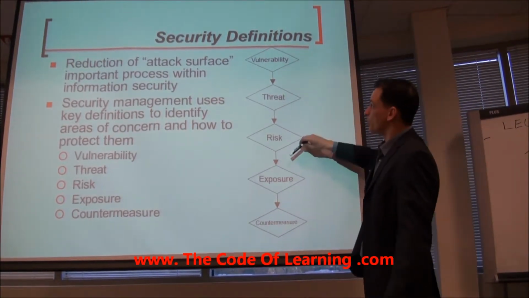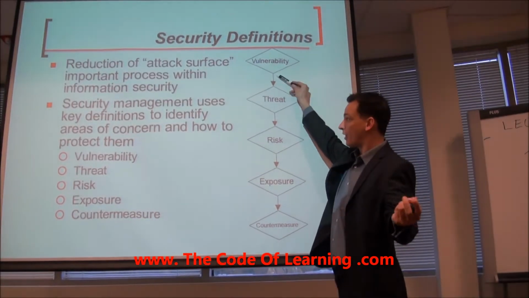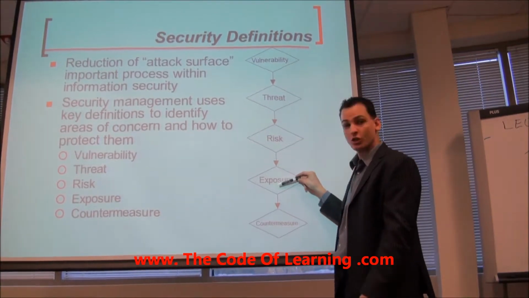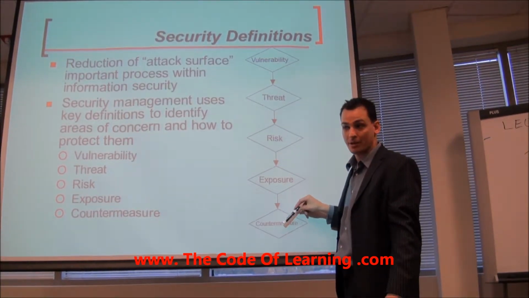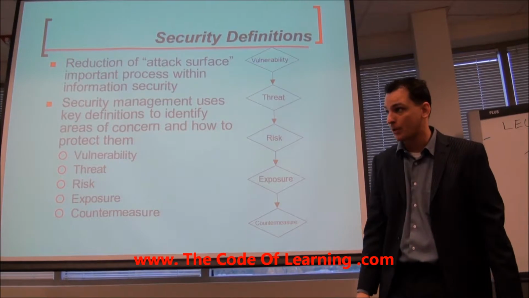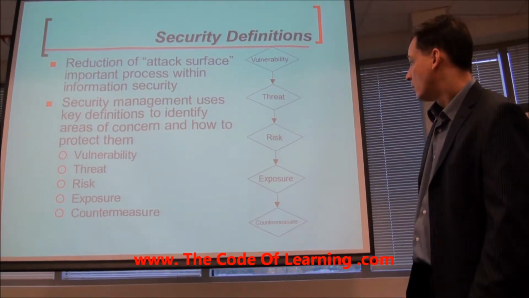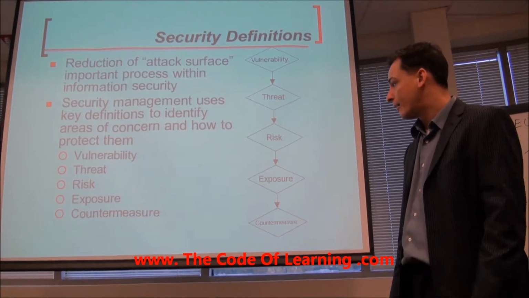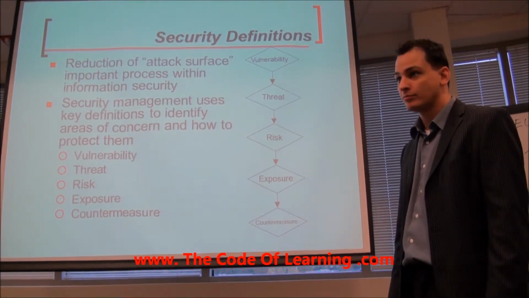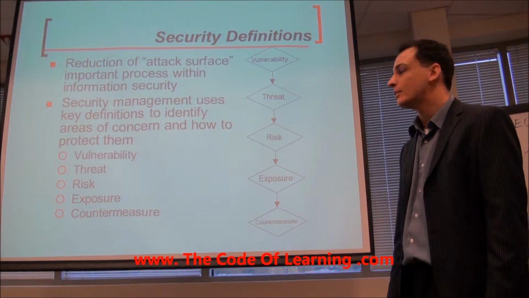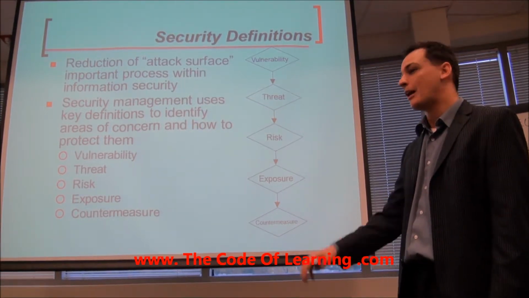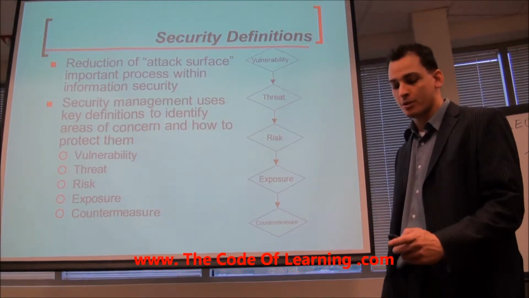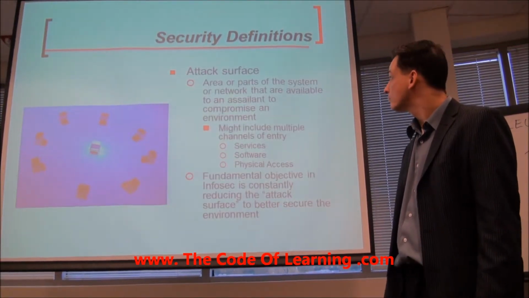Or if you want to go with this flowchart, you could say there's a vulnerability. Now there may be a threat that could take advantage of me, which increases my risk of exposure. And if I don't put a countermeasure in place, I'm up to my toes in mud. So let's say you get infected with the SASR99 virus. That would be an instance of exposure. Let's say I update my antivirus signatures. That would be a countermeasure. Exactly.